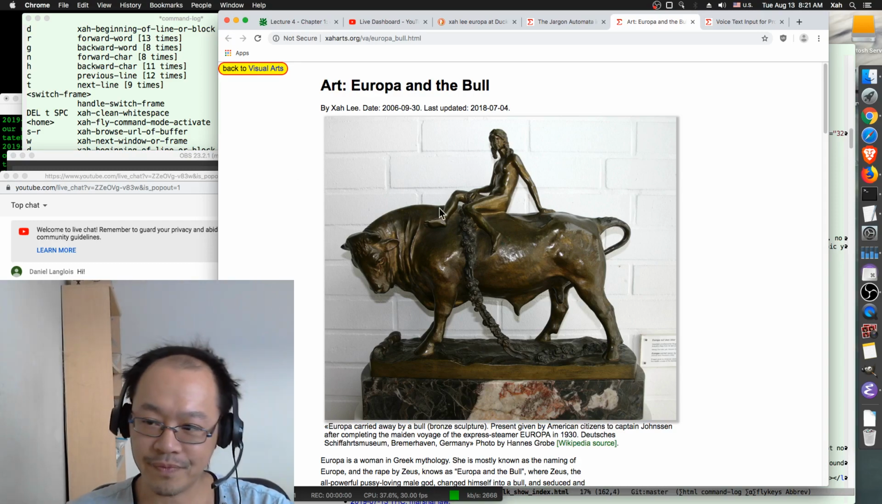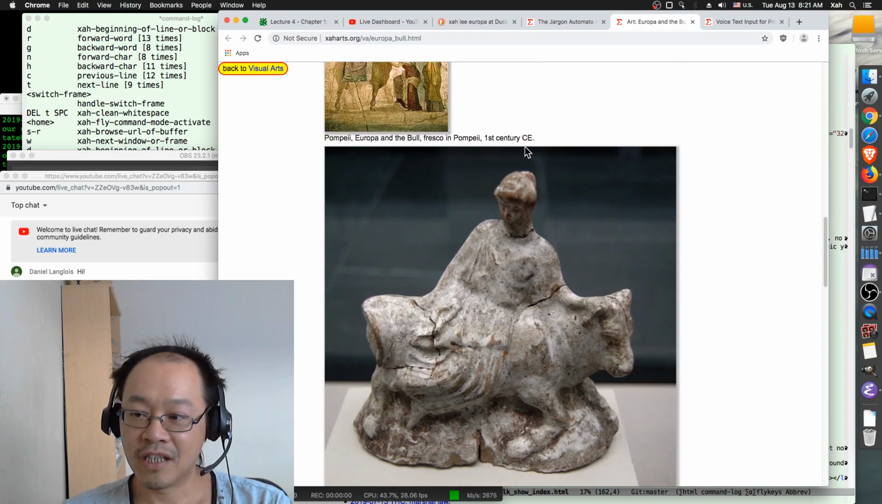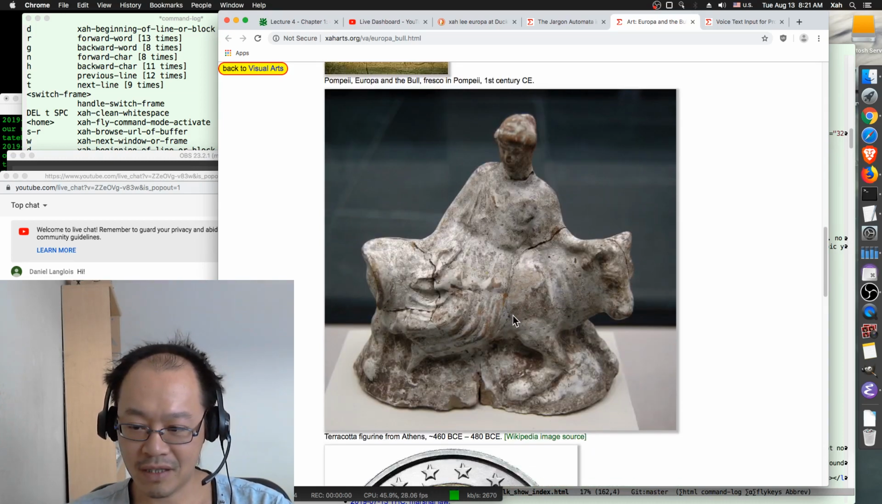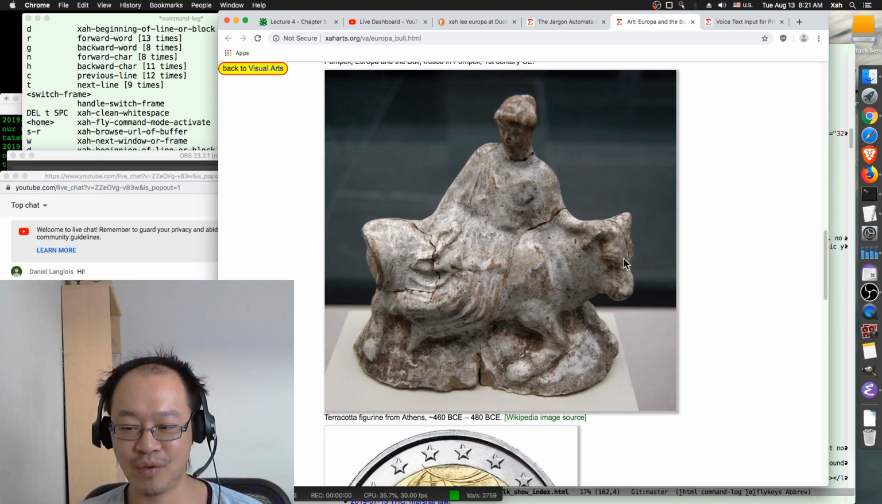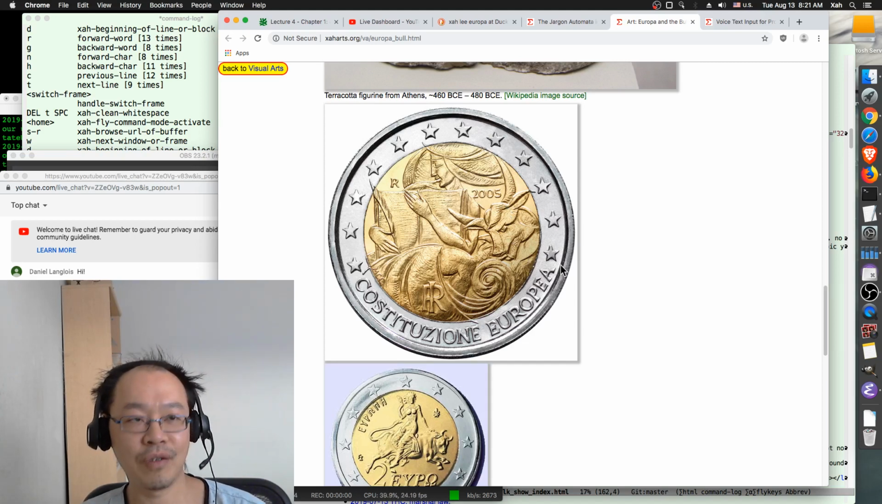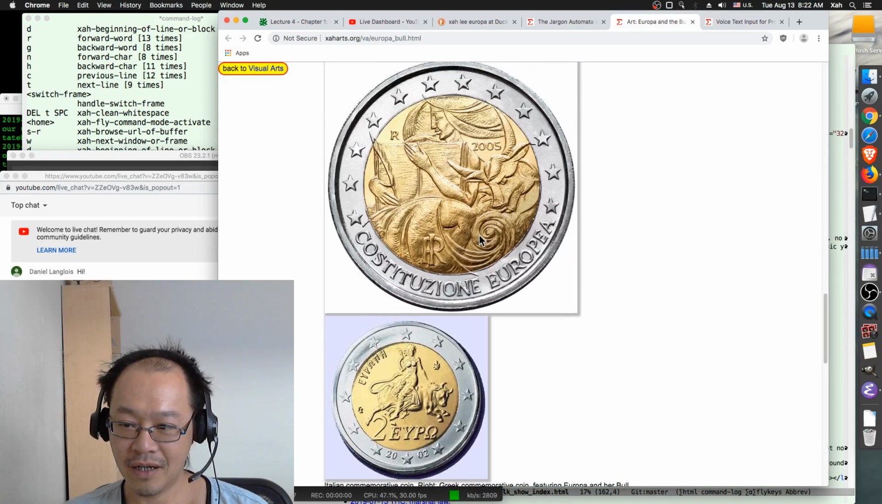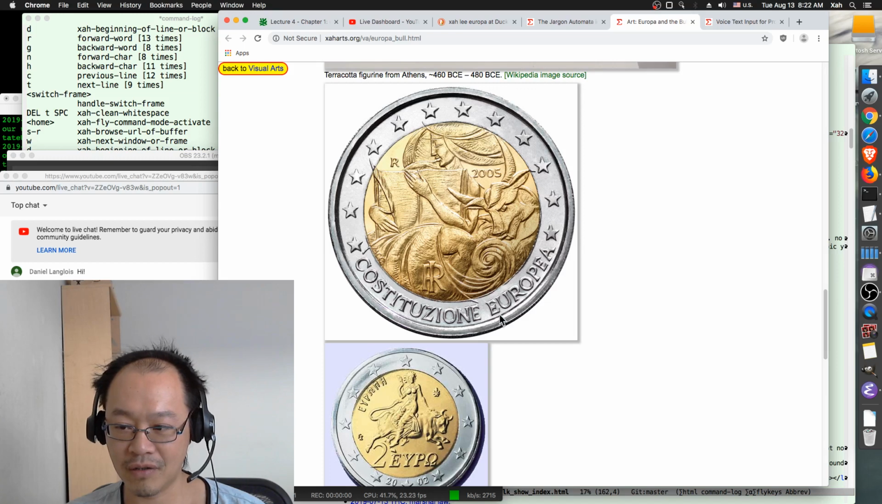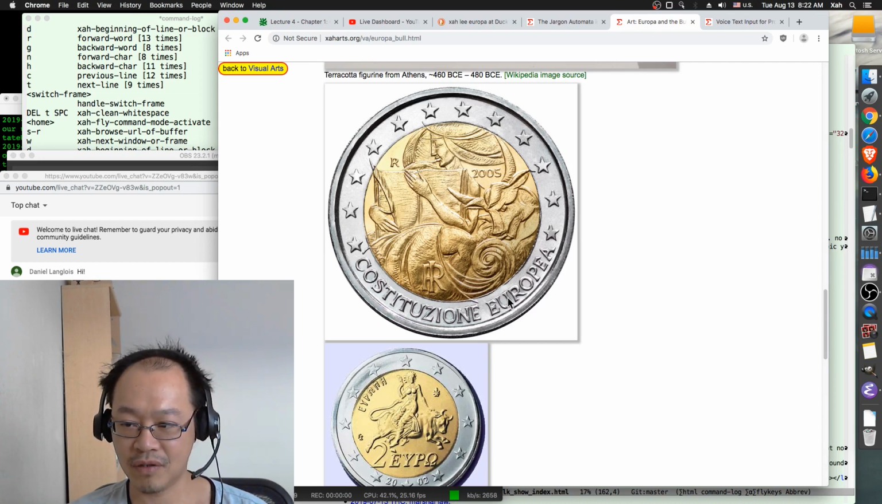So anyway, Europa and the bull, you have artwork. This is first century BC, oh, CE, okay, Common Era, first century. Then you have this, 460 BCE, so it's 2,500 years old. And you have this official coin of the European Union, EU, yeah, European Union official coin. Look at the artwork. Here is the bull, that's Zeus, and this girl is Europa. So what does it say? Constitution Europa. What language is that? I don't know. Anyone know? Constitution European, I guess.